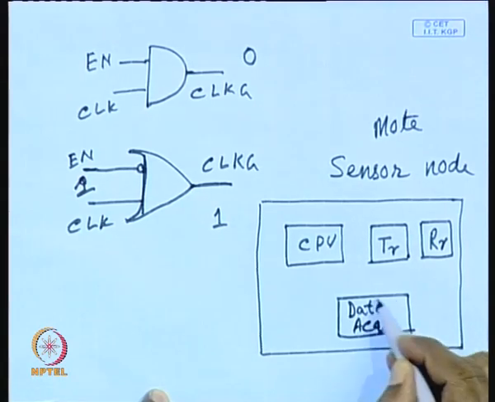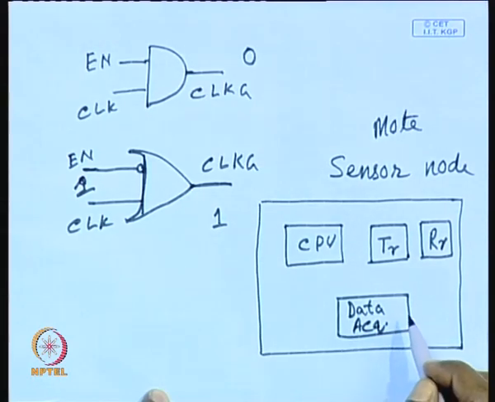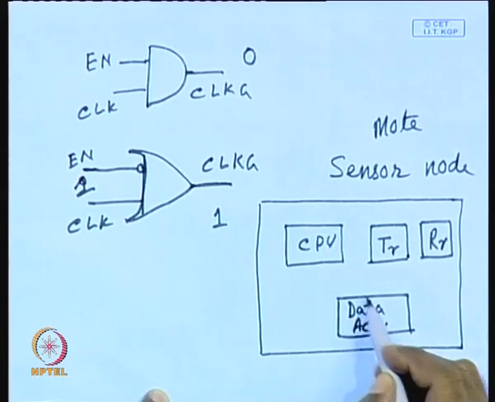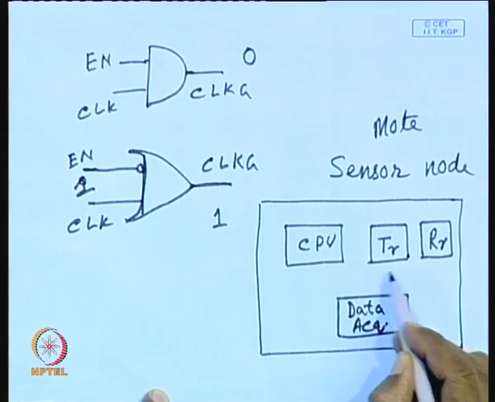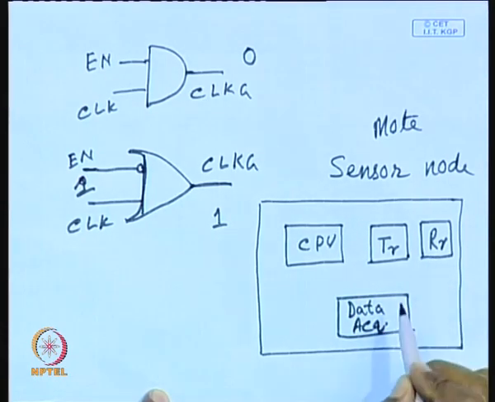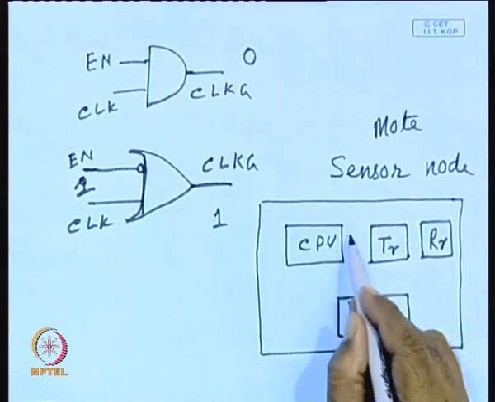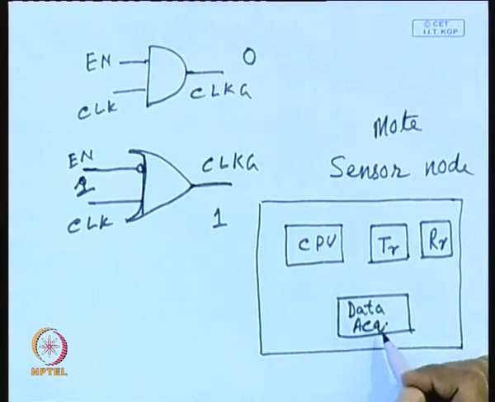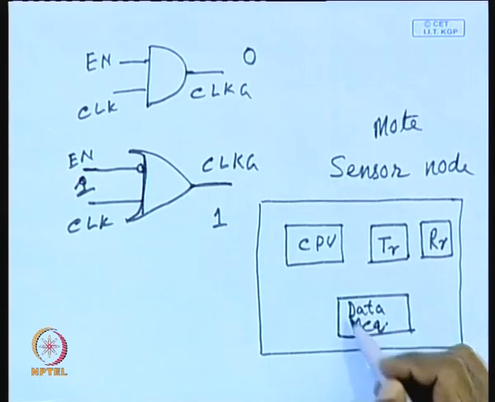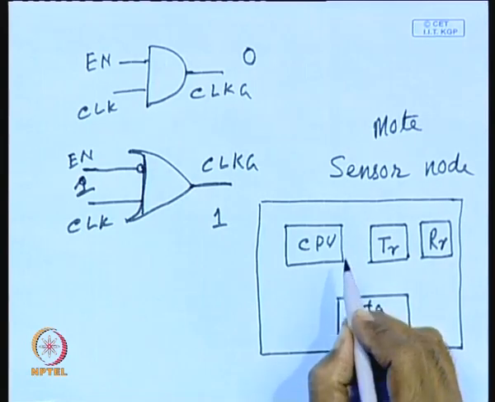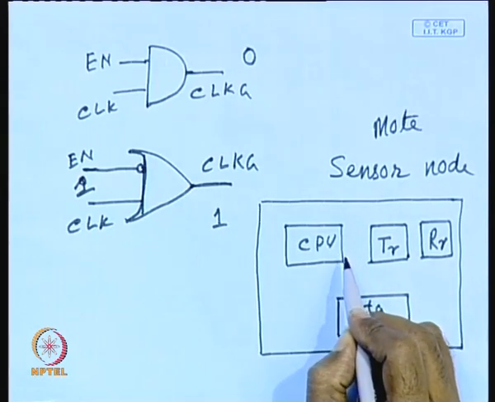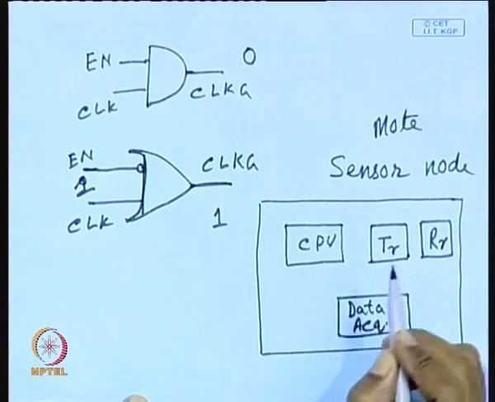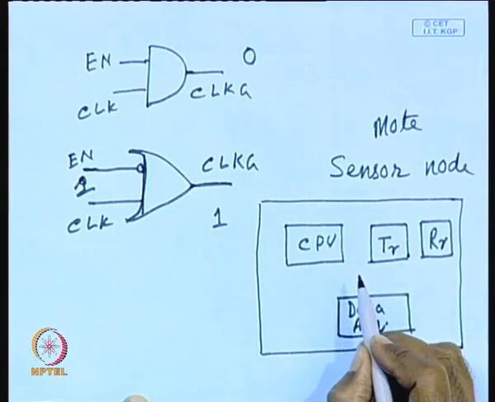So, when this data acquisition system is working, at that time the CPU along with the data acquisition circuit has to remain on. So, these two should remain on, but the transmitter and receiver can be turned off. Similarly, after the data acquisition is done, only some pre-processing is necessary, and that can be accomplished only by the CPU. At that point of time the data acquisition circuit, transmitter and receiver, all 3 can be shut off by clock gating.